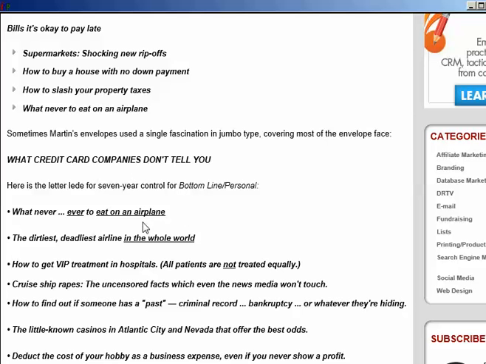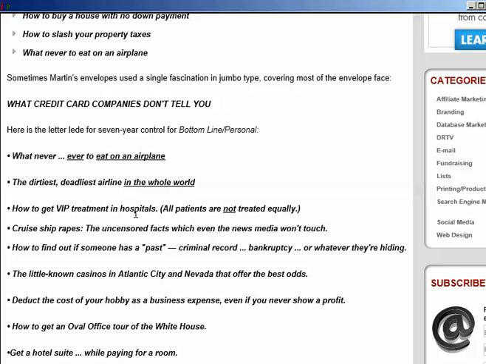But here's some others. What never ever to eat on an airplane. The dirtiest, deadliest airline in the world. How to get VIP treatment in hospitals. How to deduct the cost of your hobby as a business expense, even if you never show a profit. How to get an Oval Office tour of the White House. These are things that Mel did quite well, and these are the kinds of bullet points he wrote.